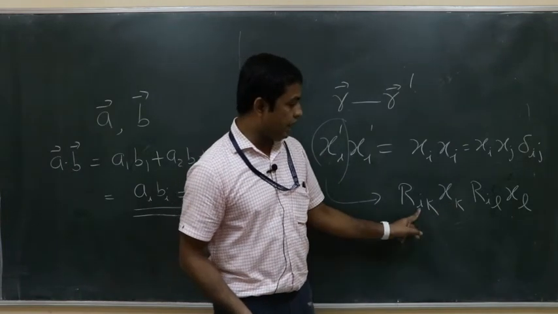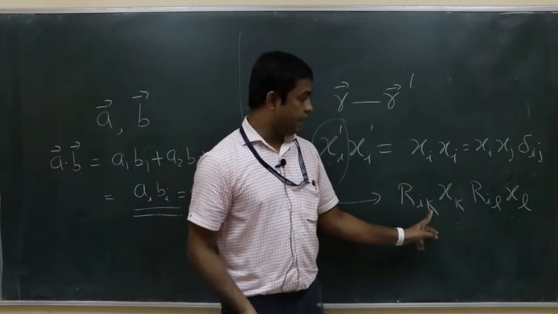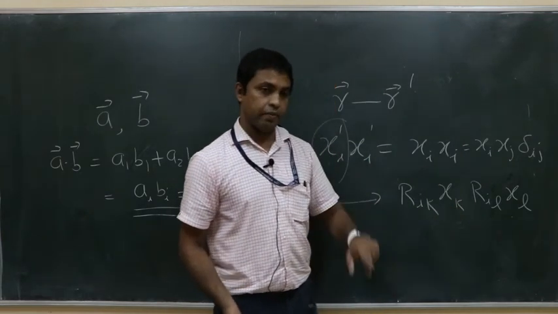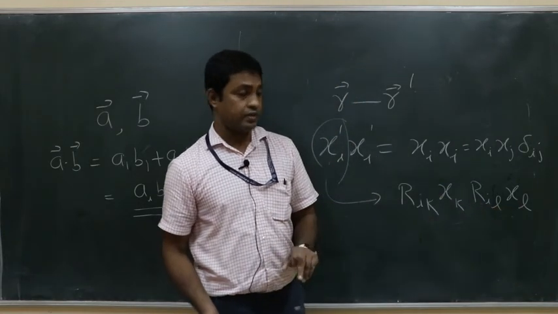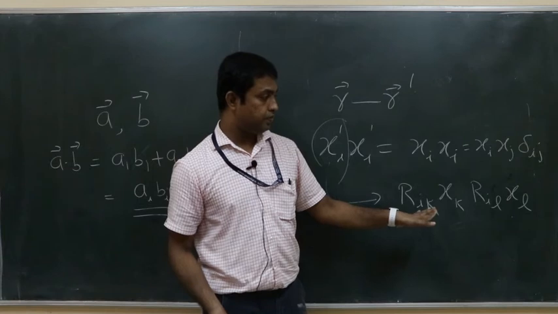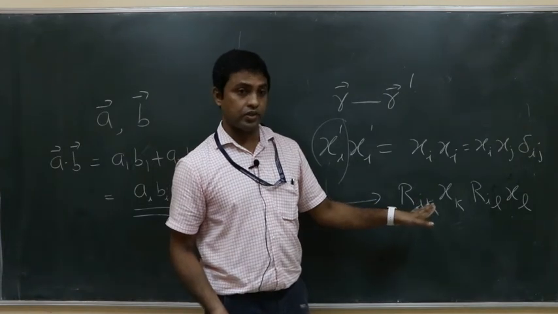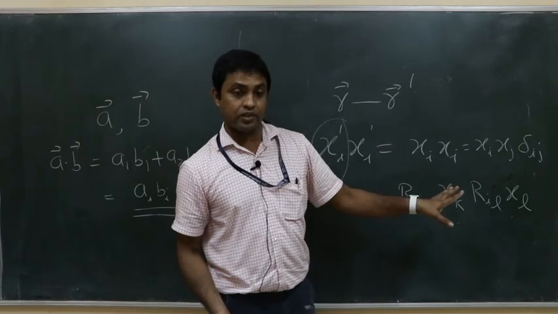Now you see i is appearing twice, so there is a sum over i. K is appearing twice, there is a summation over K. Then L is appearing twice, there is a summation over L. So how many summations are there in this? There are 3 summations. So is it a number or vector or tensor, this quantity?